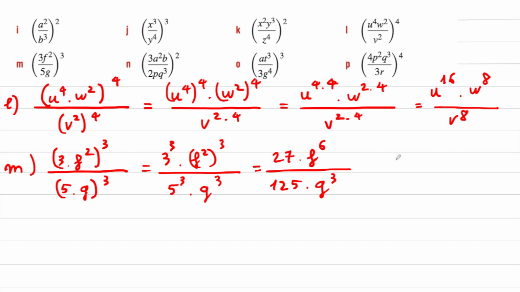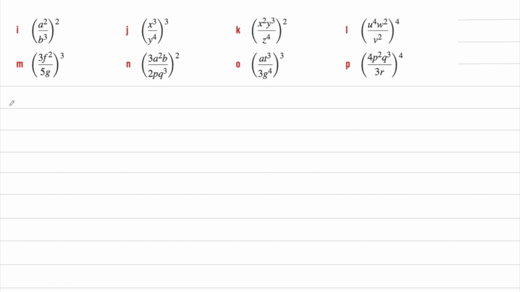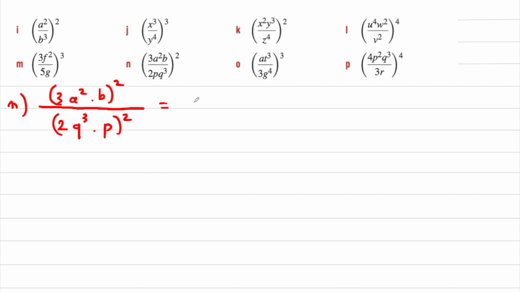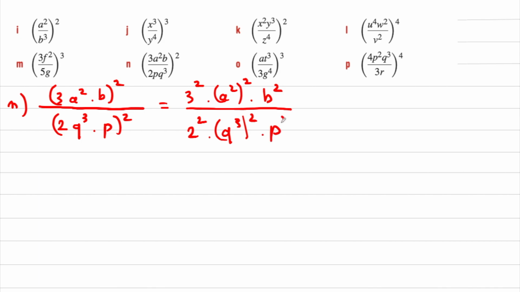Question N. Wow, longer. 3a squared and b. That's step by step, and I think you have to be very careful about your writing of this question. Cubed, cubed, and p, and then squared outside. One term will be squared, the second term will be squared, and the third term will be squared. First term squared, second term squared, and the last term squared for the denominator. Here is 9, here is a to the 4, here is b squared. Denominator, you got 4, q to the 6, and p squared.